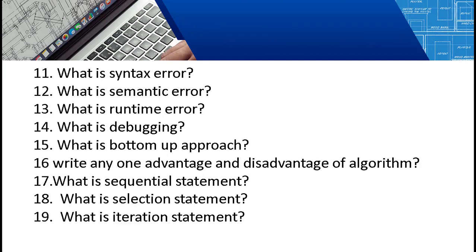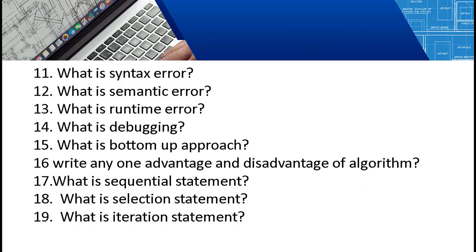So what is syntax error? Syntax error is an error that occurs due to the wrong use of syntax. So if we make any grammatical error, then syntax error will occur. What is semantic error? Semantic error occurs due to the wrong use of logic. Then what is runtime error? Runtime error is an error which occurs during the execution of the program or during runtime. That is called runtime error.